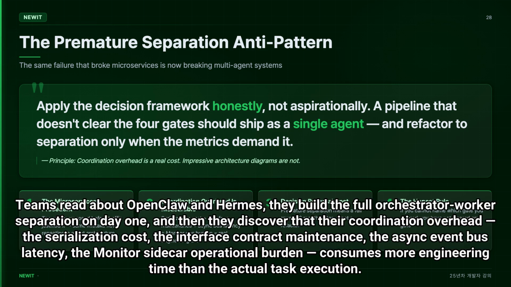Teams read about OpenClaw and Hermes, they build the full orchestrator worker separation on day one, and then they discover that their coordination overhead, the serialization cost, the interface contract maintenance, the async event bus latency, the monitor sidecar operational burden consumes more engineering time than the actual task execution.